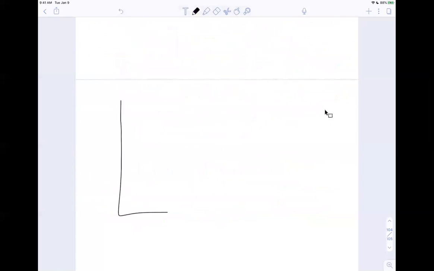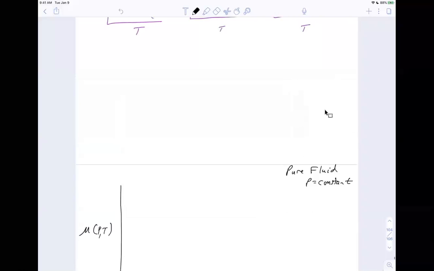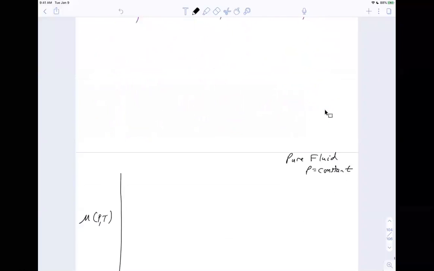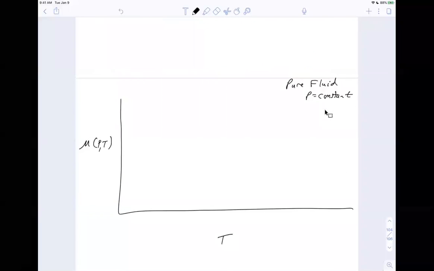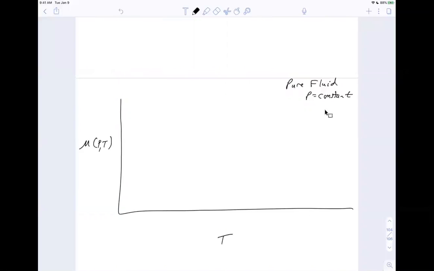So again, we have a pure fluid. You can let this be water if you wish, or any fluid. Here we're going to plot mu versus T, and on this axis we have T, and of course pressure is constant. Now what we're going to do is plot those slope lines qualitatively that we determined here and see what happens. We can put our solid line anywhere on this plot. The solid is the least severe in terms of its slope.